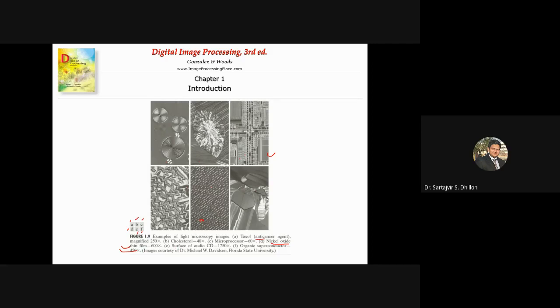And there is an E. This is the E figure. That is actually the surface of an audio CD. In the earlier past decade, we were using the audio CD or compact disc, and this is an image of the surface of that particular disk. And this one is an organic superconductor.